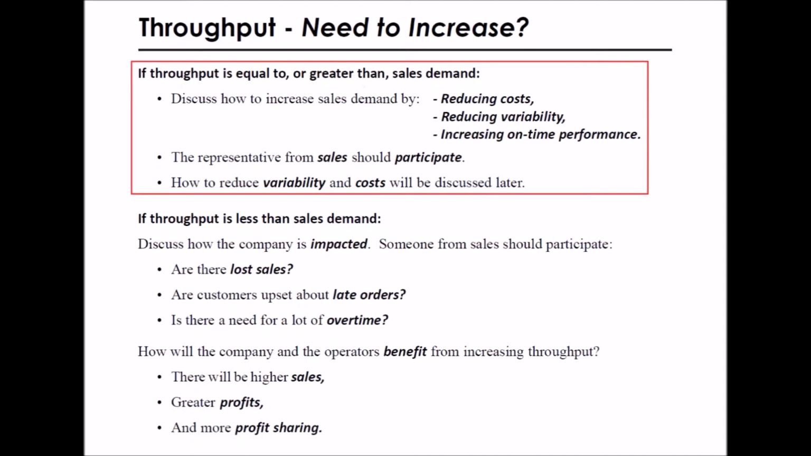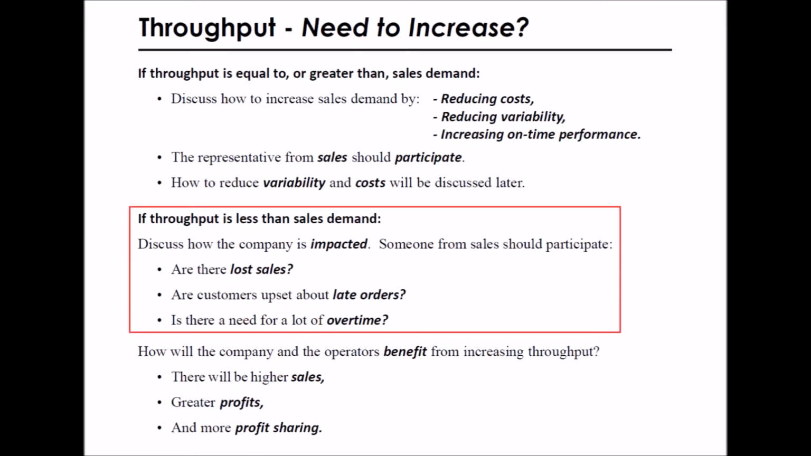If throughput is equal to or greater than sales demand, discuss how to increase sales demand by reducing cost, reducing variability, and increasing on-time performance. Someone from sales should participate in the discussion. How to reduce variability and cost will be discussed in later sessions.